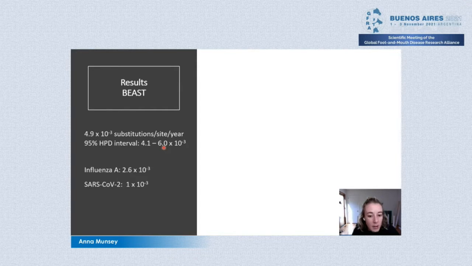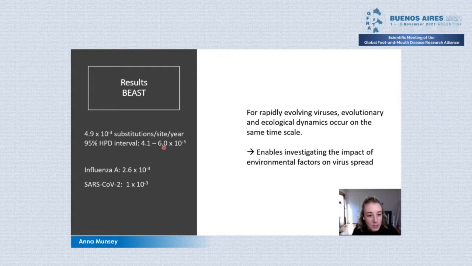The reason we care about substitution rate for this type of study is that we know for rapidly evolving viruses like foot and mouth disease, the evolutionary and ecological dynamics occur on the same time scale. And this means that we can investigate the impact of environmental factors on virus spread.